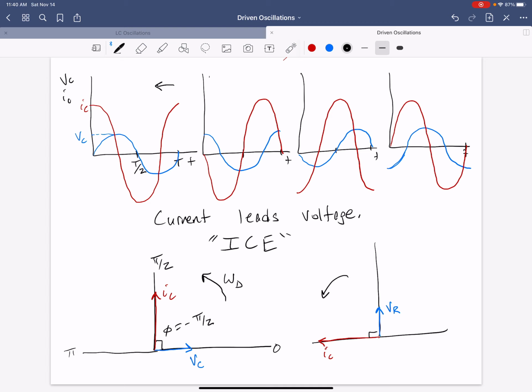All right. Okay, sorry that was a long video, but I hope this gives you a good idea of the fact that in a capacitive load, right, for an AC circuit, the current leads the voltage.